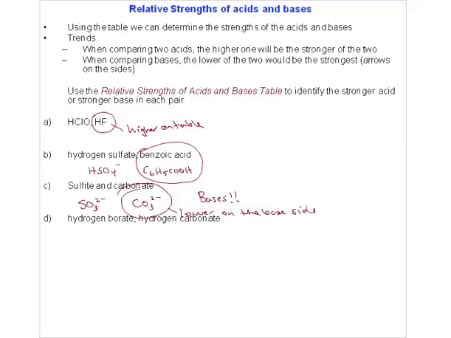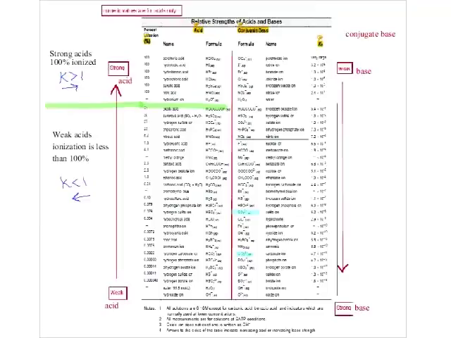And finally, hydrogen borate, HBO3 2-, and hydrogen carbonate, HCO3 2-. Now, these guys can be acids or bases. So we want to look at these guys and say, which is the stronger acid? So let's go HBO3 and HCO3.